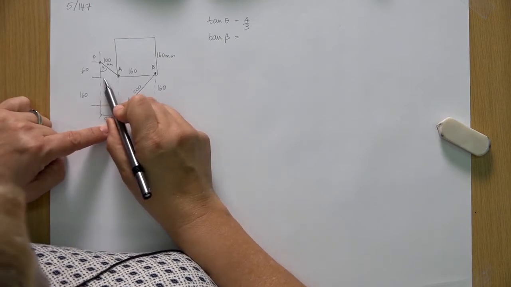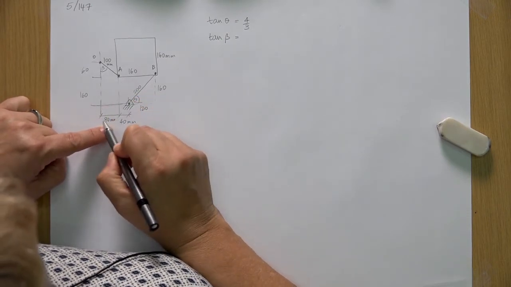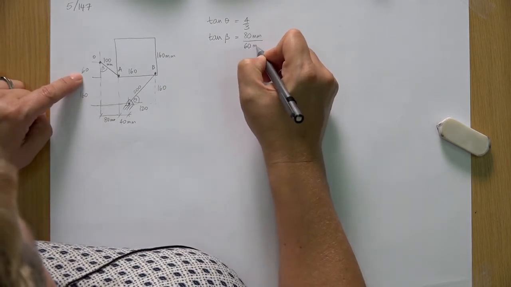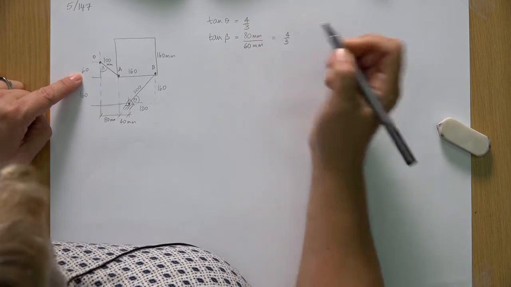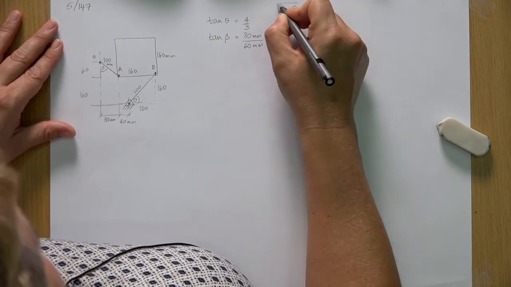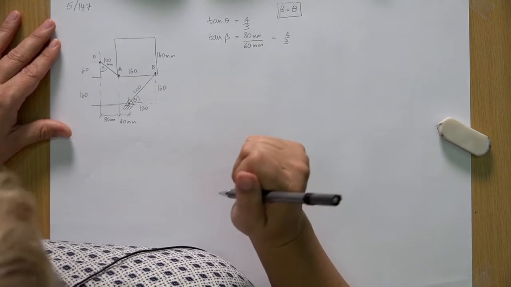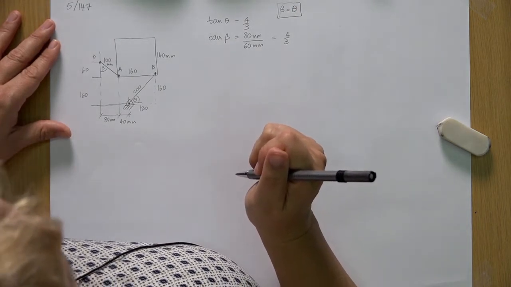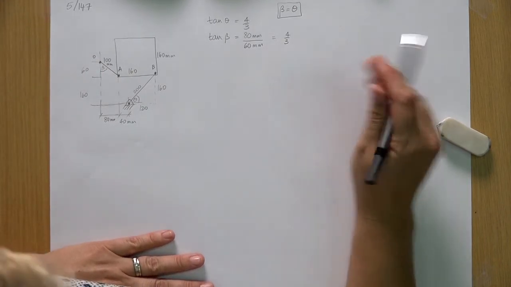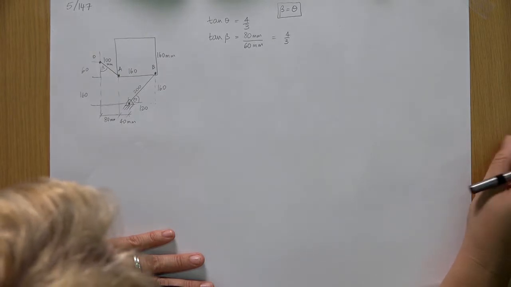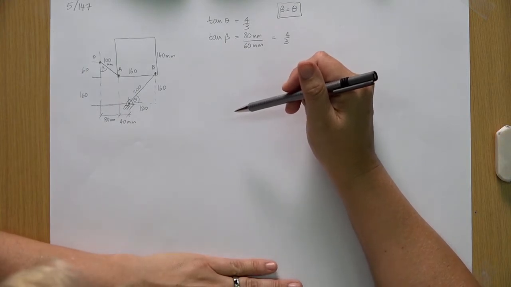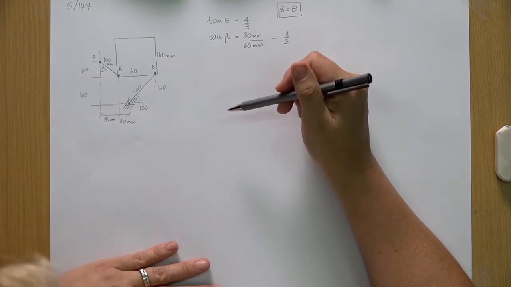Tan beta is going to be opposite 80 millimeters over 60 millimeters. Oh, aren't we lucky? It's also a 4/3 triangle. So in fact, beta is equal to theta. That seems fortunate. In real life, triangles usually don't work out like this, but in the textbook, triangles often are 3, 4, 5 or 30-degree or 45-degree triangles because we don't want to spend all our time doing maths. Okay, so we've got the geometry nailed down.